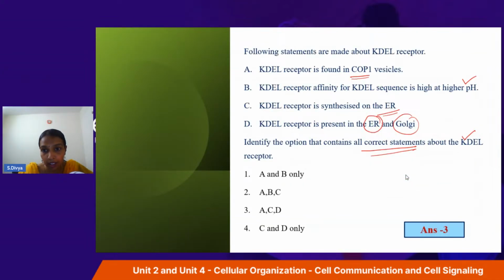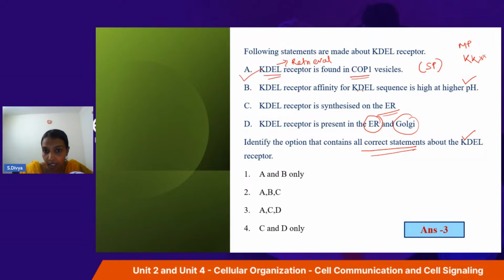Next, what is asked: KDEL receptor is found in COP1 vesicle. Why? Because KDEL is a retrieval signal sequence. Retrieval sequence means that if a protein mistakenly enters the Golgi, it has to be returned back to the ER. For that, the sequence is there. Basically, it is for soluble proteins. For membrane proteins, you have KKXX. So that option is correct.